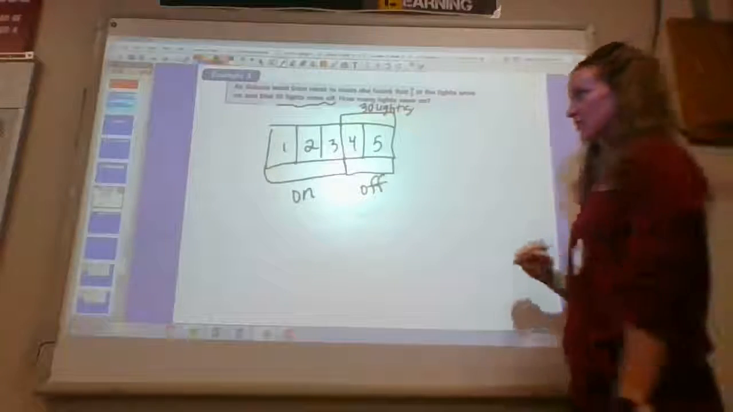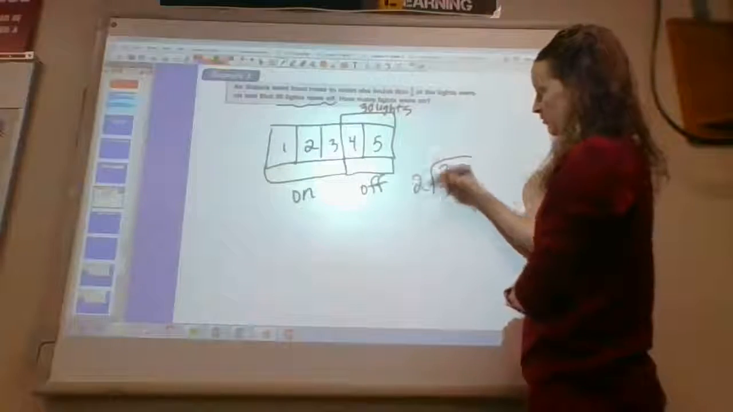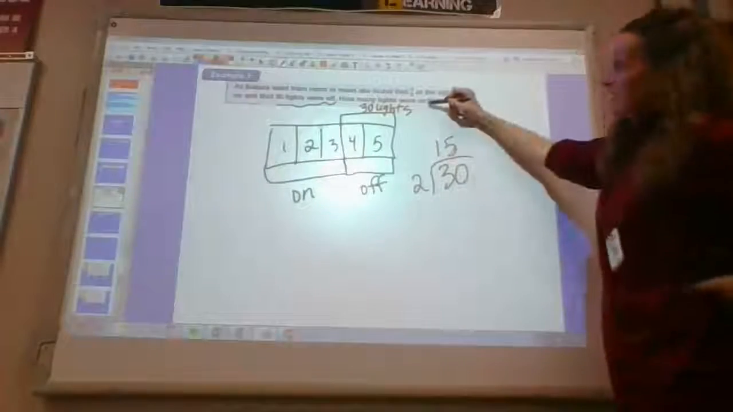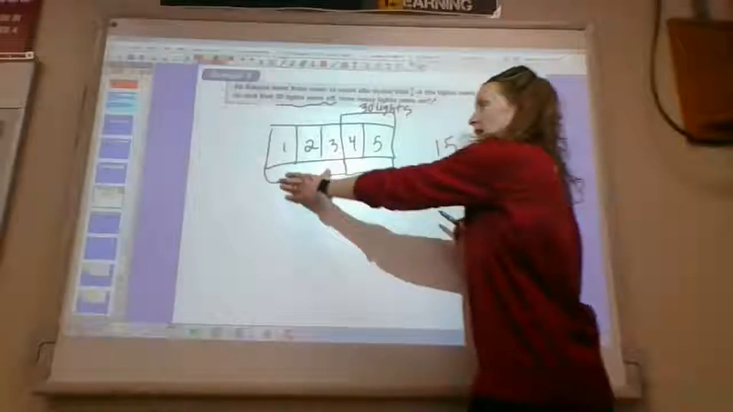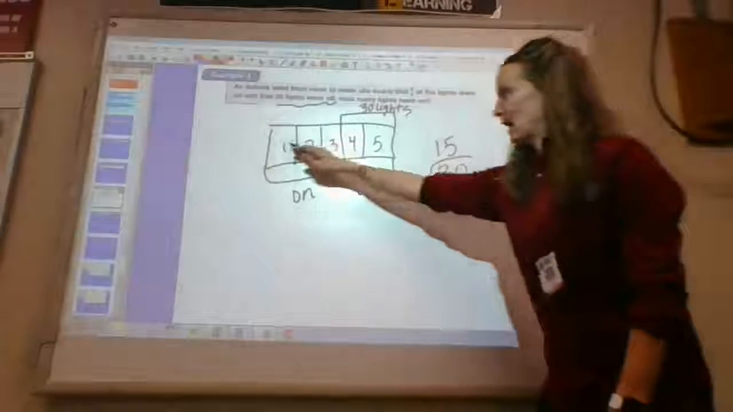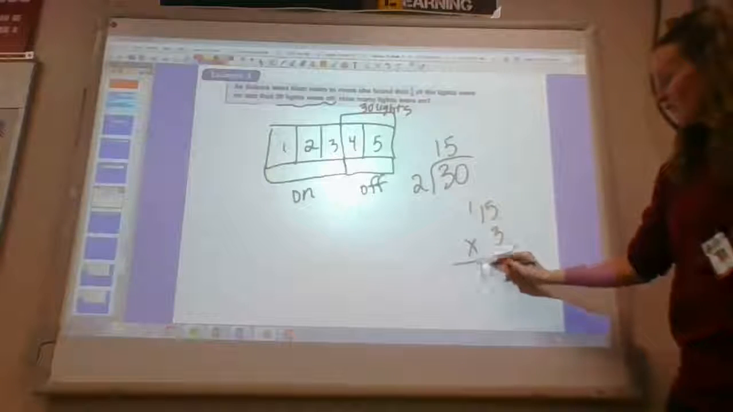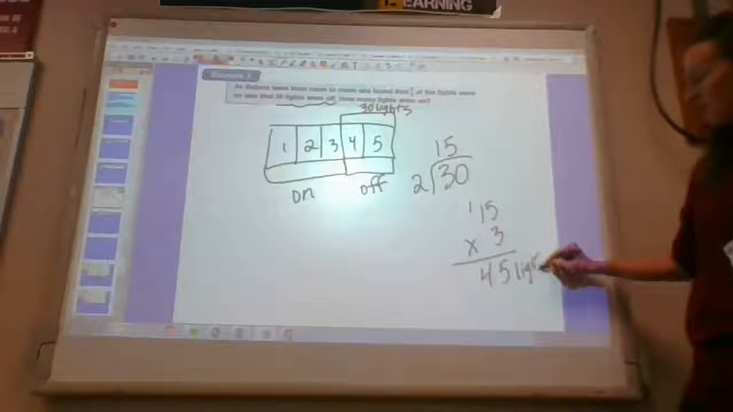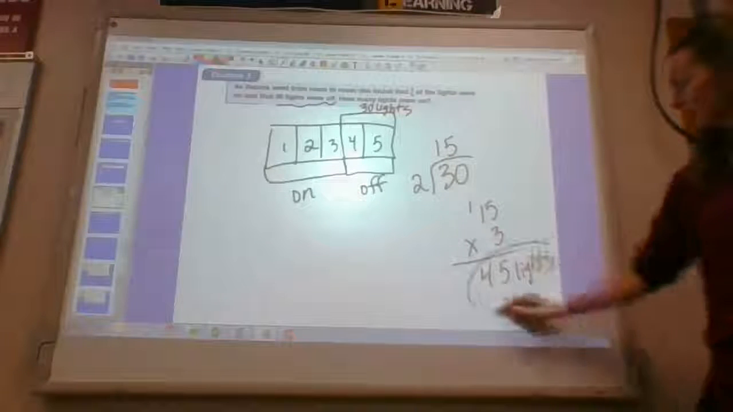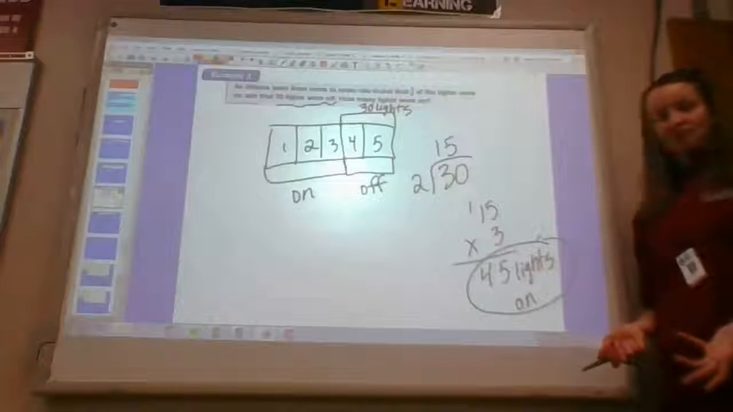Then look how easy this is. How do you figure out each box? Well, 30 divided by 2 is 15. So that means that 15 are in every single box. Then when it says how many lights were on, you can just look at your diagram. 3 of them are on. So we take 15, multiply it by 3, and we get 45 lights. Let's always make sure we're labeling correctly: 45 lights were on. Now look how easy that is when you set up a diagram like that.